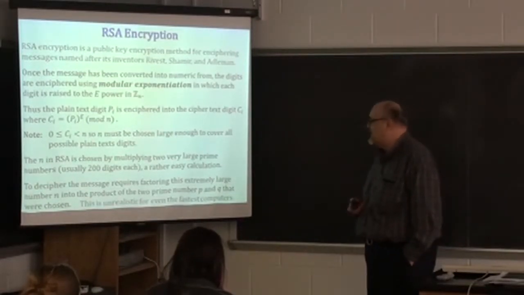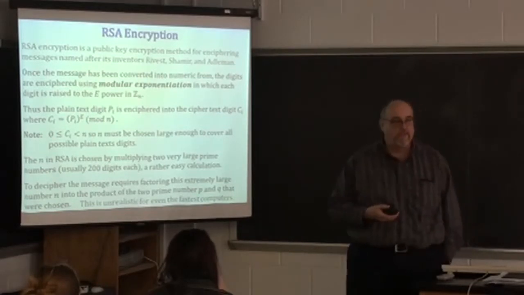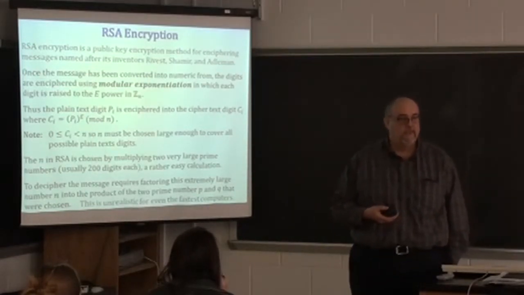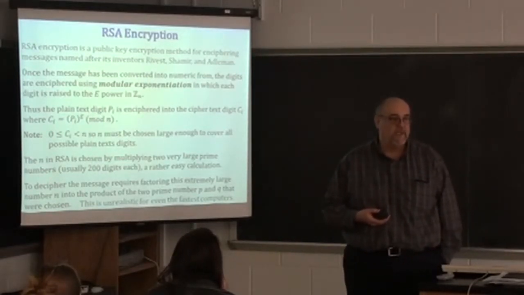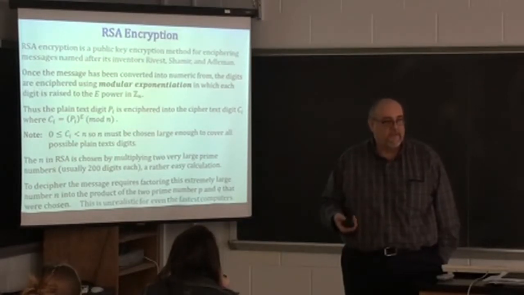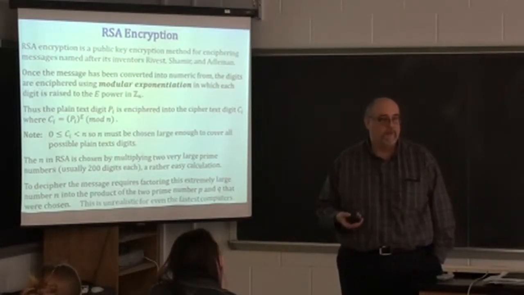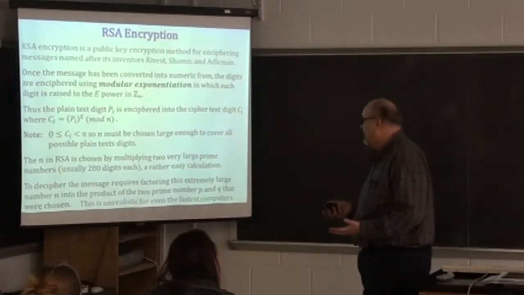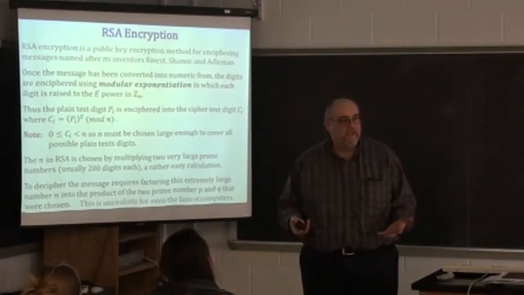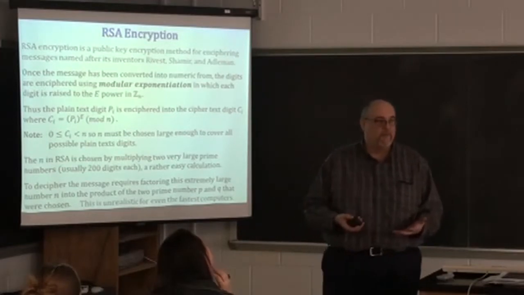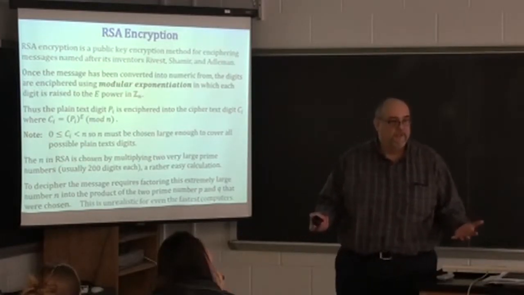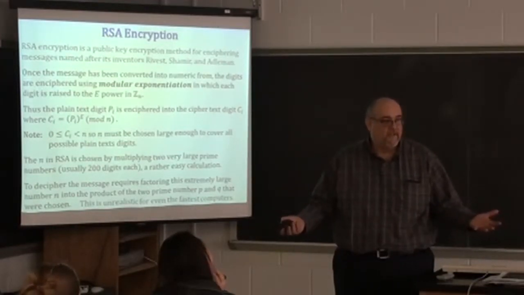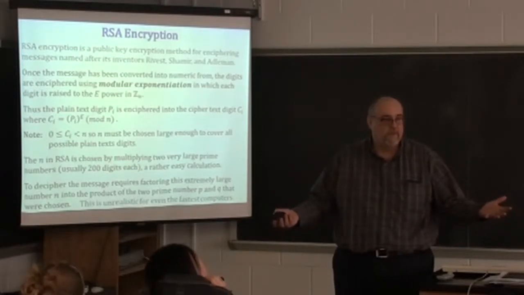This is an unrealistic thing for even the fastest computers to do. It would take them many, many years to figure out what your p and q, your two primes, were. By the time it finally would be able to break the code, the message is out of date. And by then, who cares if it was intercepted or not?